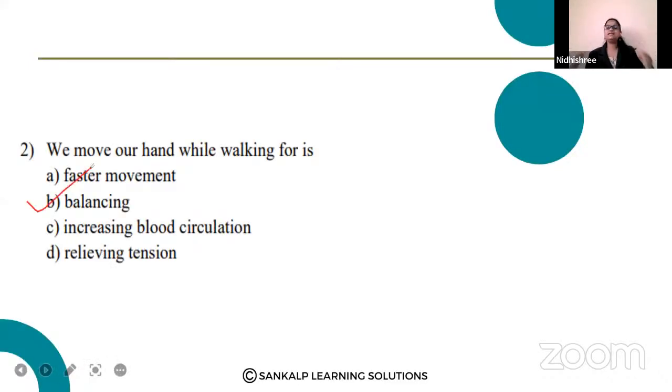To balance the limbs, during walking what happens? Our lower limbs, that is our legs, will be in movement. So to balance our body posture, the hands should also be in movement, guys. That is why option B, balancing, is the right answer.